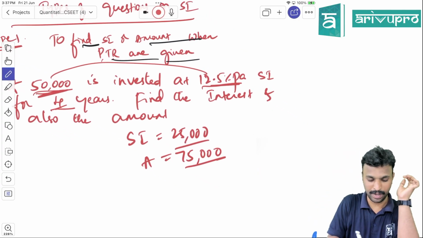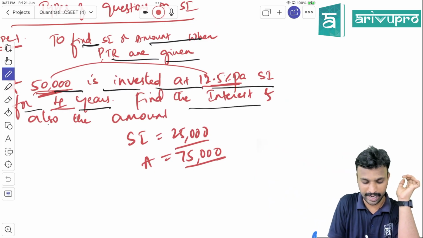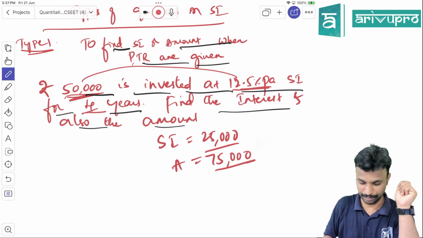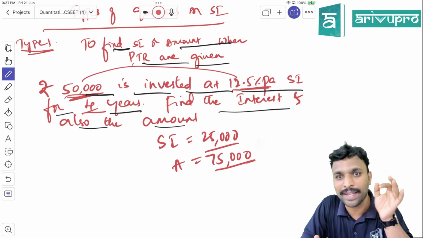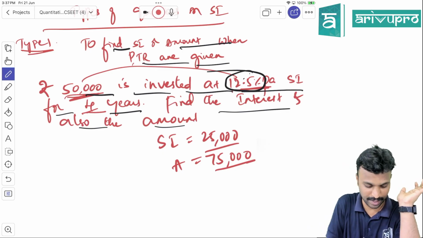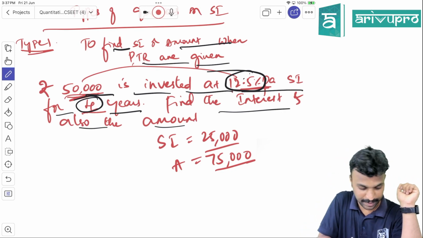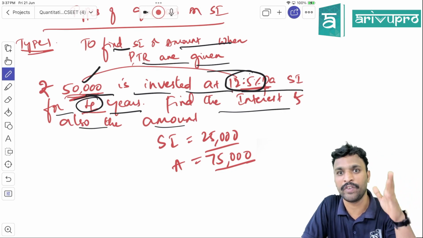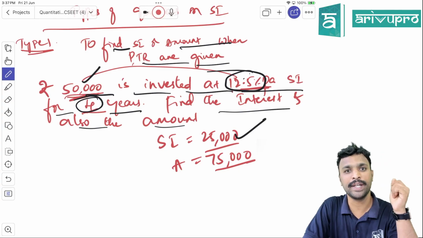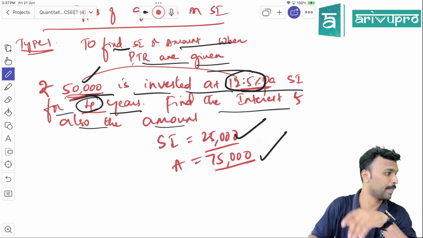See this example: 50,000 is invested at 12.5% for 4 years. Find the interest and also the amount. What you have to do is multiply time into rate first, because SI is P into T into R percent. Rate is 12.5% and time is 4 years. 12.5 into 4 is 50%. 50% should be taken on the principal invested. 50% on 50,000 is 25,000. So this is SI. And the amount that you get is whatever you invested plus that interest. So amount is 75,000. This is type 1.